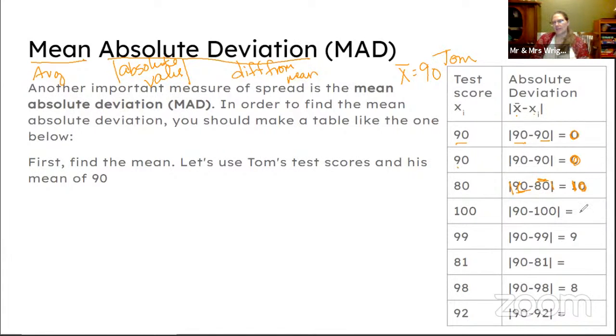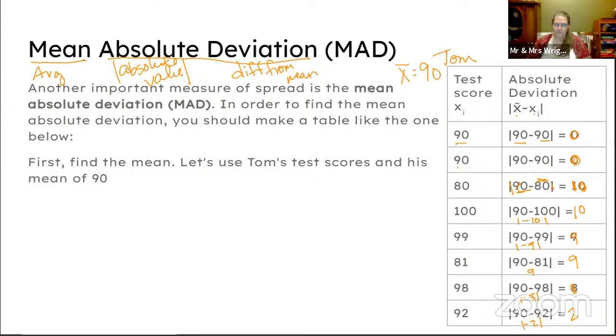Uh-oh, this one doesn't have an answer. I guess we need to figure it out. 90 minus 100 is negative 10, but we have the absolute value of that, which is going to be 10. 90 minus 99 is negative 9, but the absolute value of that is 9. 90 minus 81 is 9. 90 minus 98 is negative 8, but the absolute value of that is 8. And then 90 minus 92 is negative 2. Absolute value of that is 2.